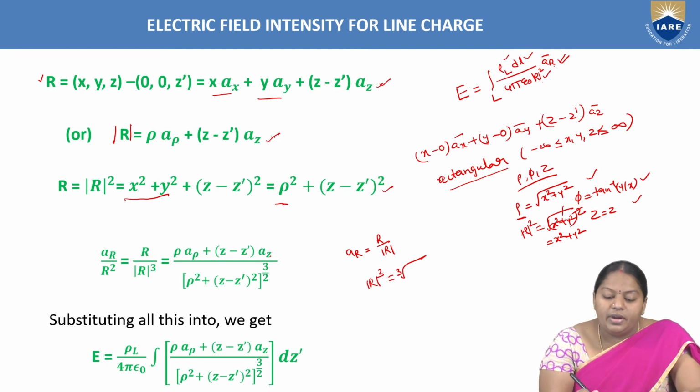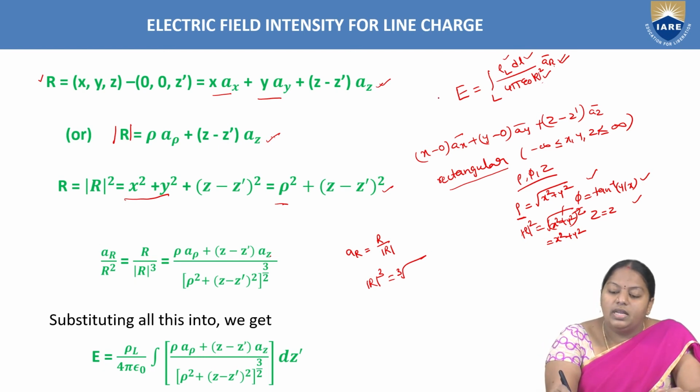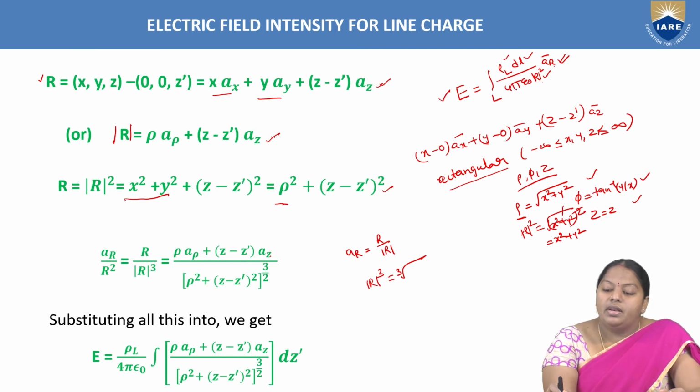Then, from this, the electric field intensity E is equal to the integral over L of rho L dl by 4 pi epsilon naught R square into AR.